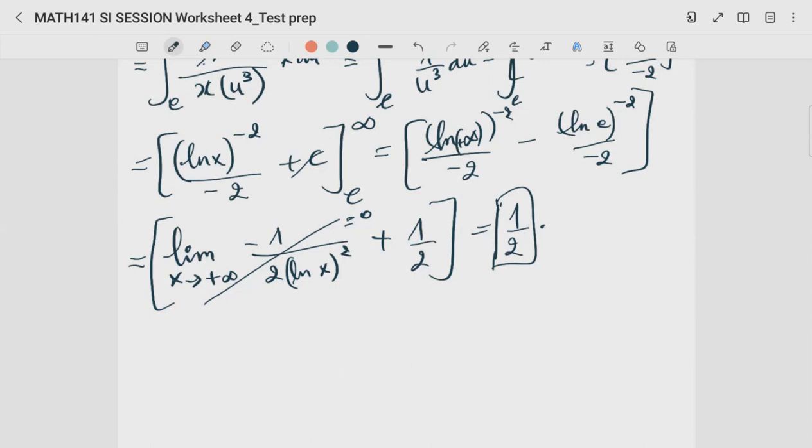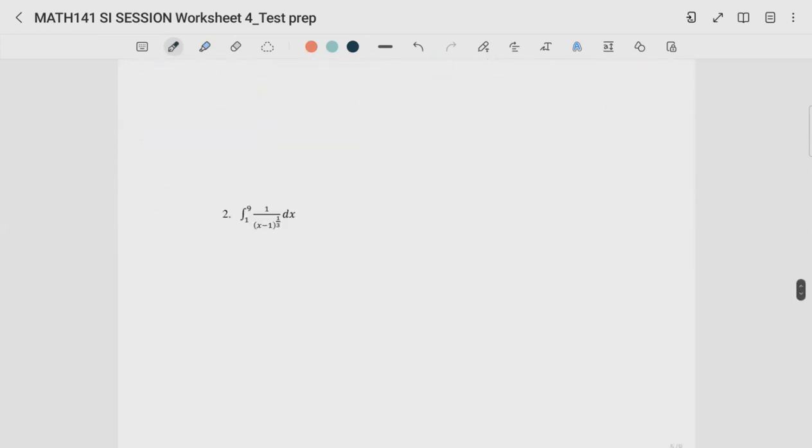Okay, so let's move on to the next example, which is asking us to find the integral of 1 over (x minus 1) to the 1 over 3. Now, what I want you guys to do is guide me through this solution. You are solving this, and I want you to tell me what method we should use here.